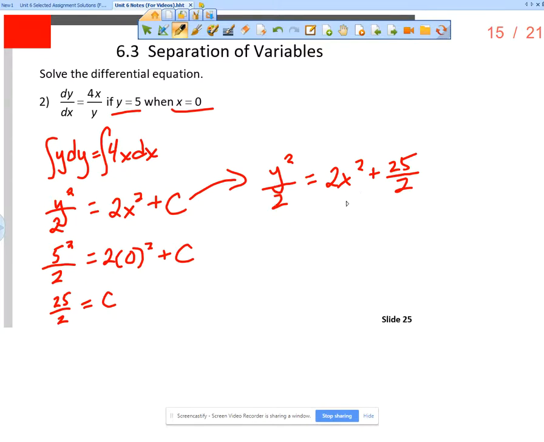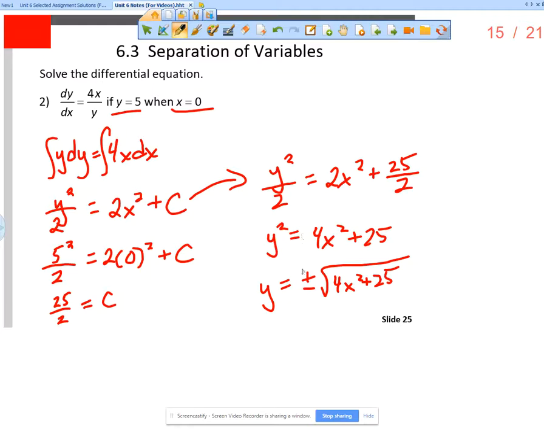All right, so I would multiply by 2. That's pretty easy. y squared equals 4x squared plus 25, right? So I multiply by 2. Now, when I square root to get rid of that, I get y equals, now keep in mind, plus or minus the square root of 4x squared plus 25. Now that looks great, but the problem is that this is actually two equations, right? This is y equals the positive square root of 4x squared plus 25, and y equals the negative square root of 4x squared plus 25. But we only want one answer.